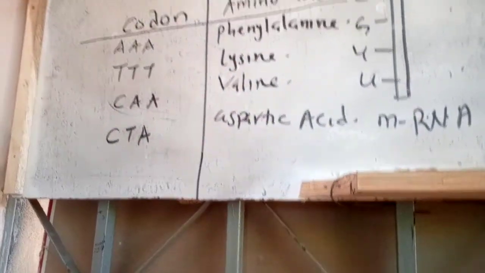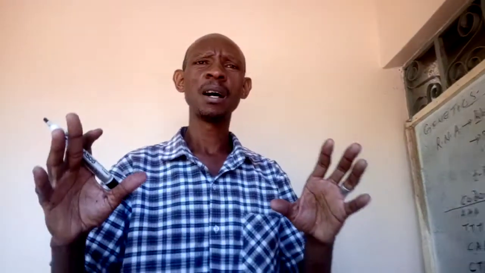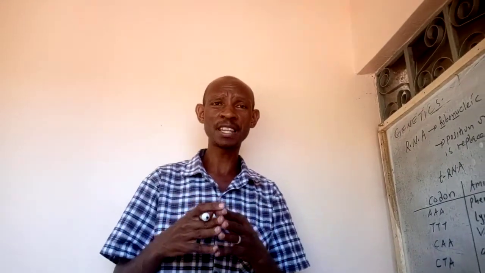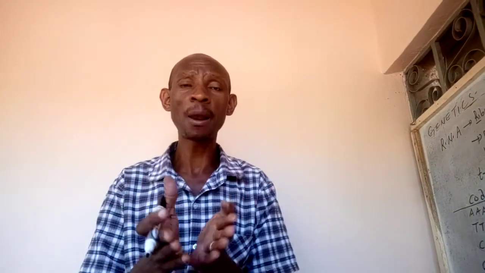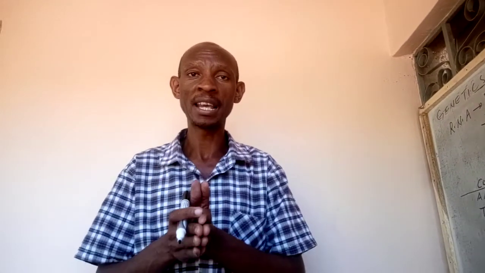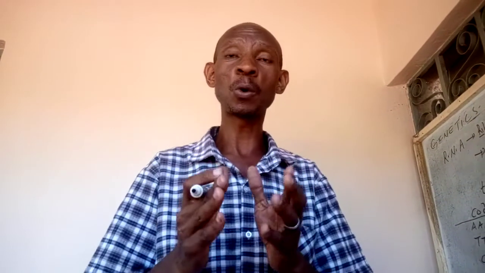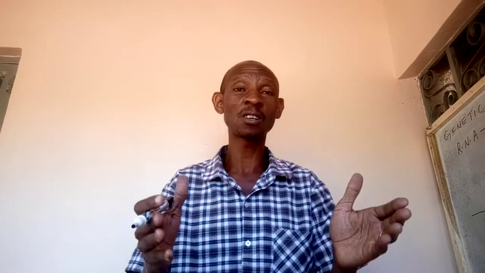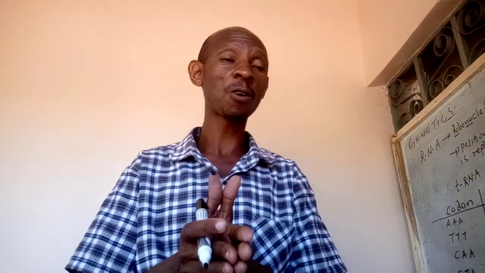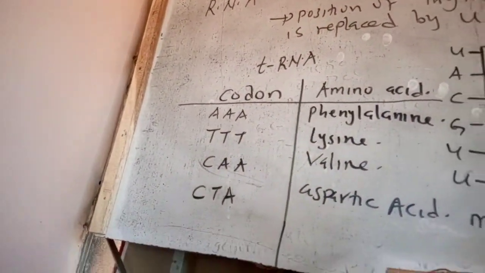And therefore, these amino acids are very, very important. And once they are assembled, they all help in synthesis of protein. And remember, protein is very, very important in our body because it forms the basis of the expression of the characteristics of living organisms.